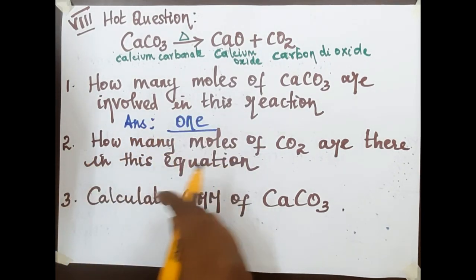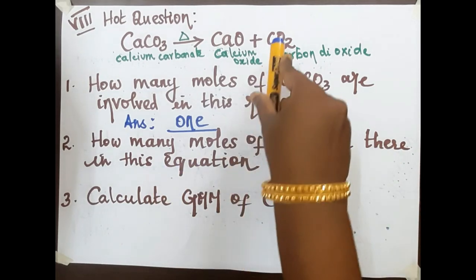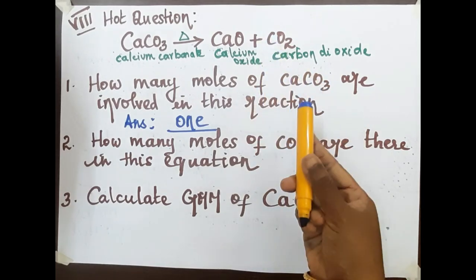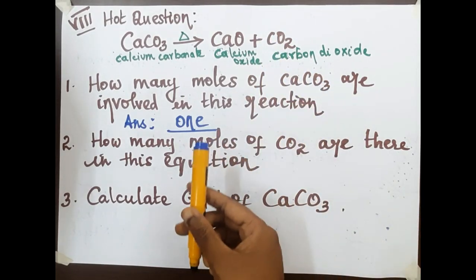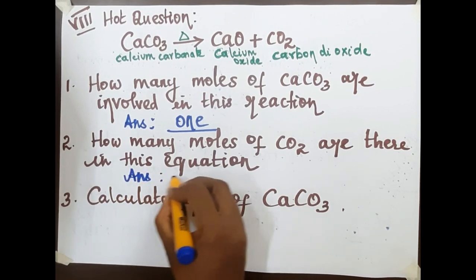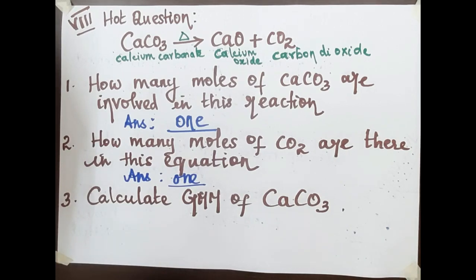Okay. Next question. How many moles of carbon dioxide are there in this equation? Where is carbon dioxide? It is here. What is the number before it? Nothing is there, so automatically it has to be considered as 1. So what is the answer here, children? The answer is 1. Is it clear? The answer is 1.